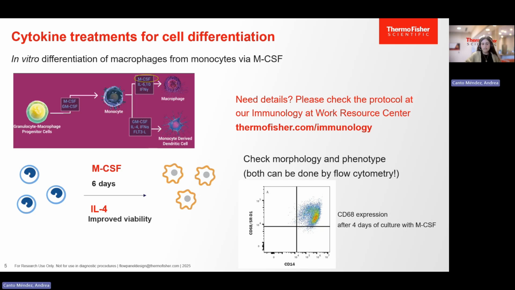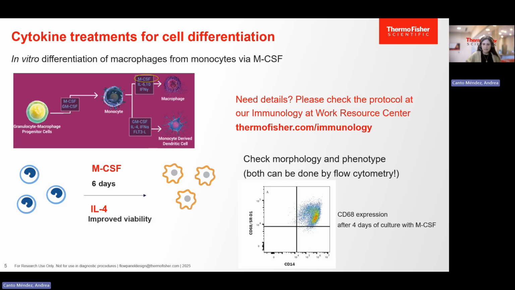To check that we obtained the macrophages we desired, of course, we can check the morphology of our cells directly via imaging, because macrophages will be more complex cells compared to monocytes. And also we can check the phenotype by flow cytometry.